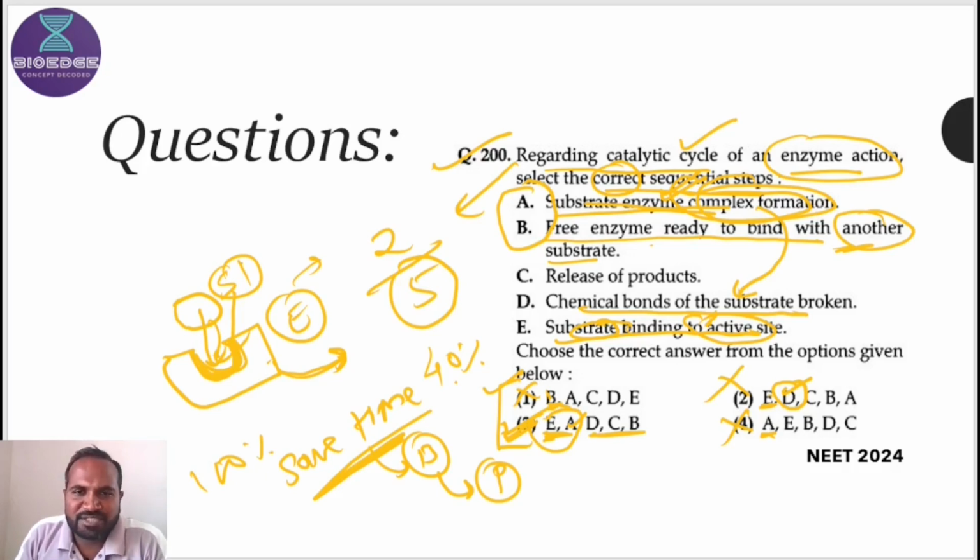20, 30, 40% knowledge can be helpful to solve the questions and get a correct option. So that's why, if you choose this third option, then for your confirmation you can also check the others. After binding, the enzyme and substrate form an enzyme-substrate complex, and then D, the chemical bonds of the substrate are broken, correct. C, after release, the product is formed, and B, the free enzyme can bind to another substrate. So that's why this is the correct option.